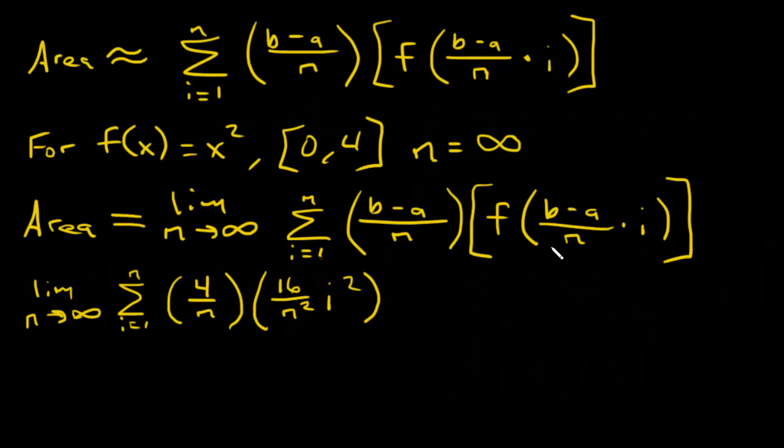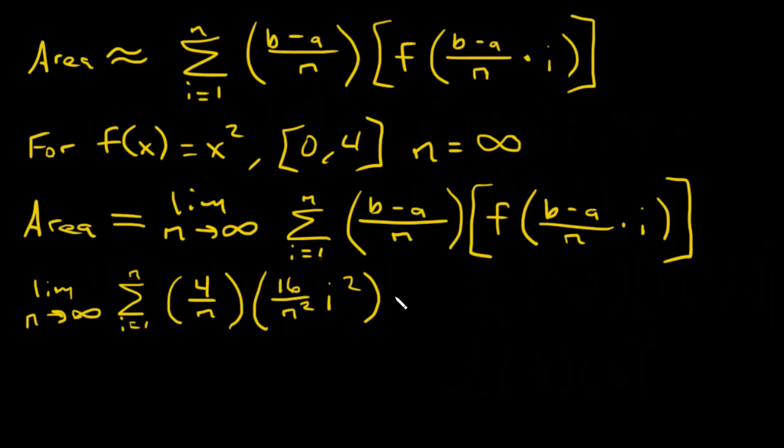Does everybody see where that came from? This was 4 over n. b minus a is 4. 4 over n times i squared. I get 4 times 4 is 16. n times n is n squared. And i times i is i squared. So I get this expression right here.